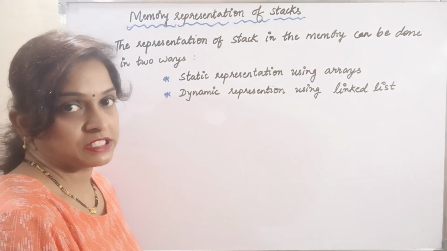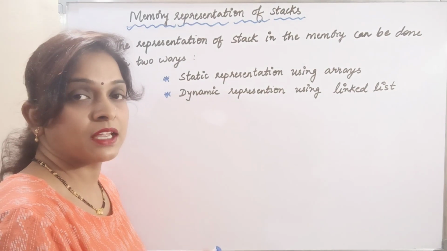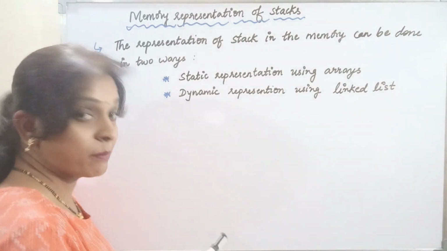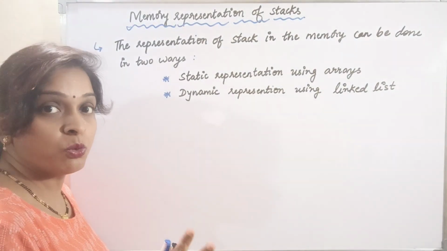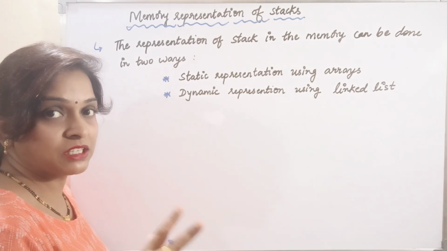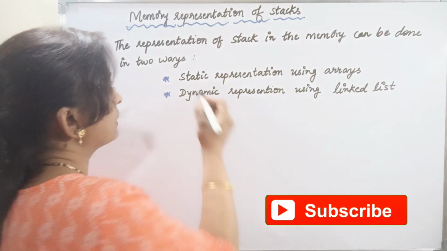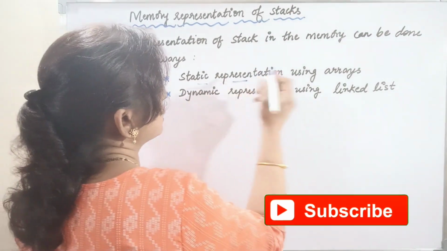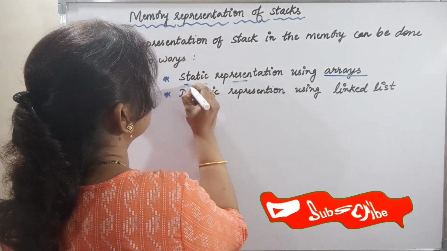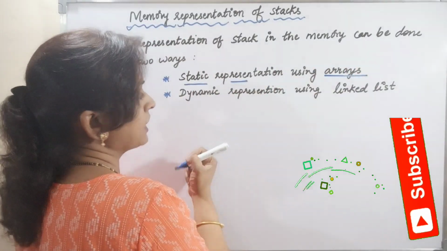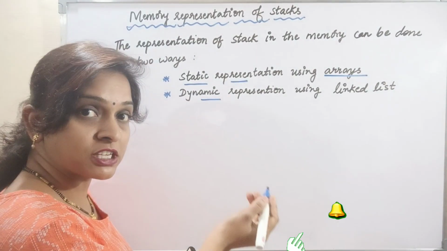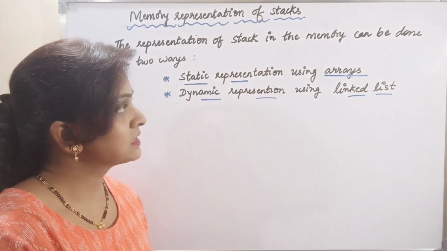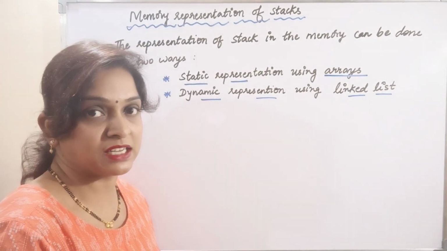Memory representation of stack. That is how we can represent the stack inside the computer's memory. The representation of stack in the memory can be done in two ways. One is the static representation. Static means fixed. Static representation using arrays. The other one is dynamic, which is not fixed. Dynamic representation using linked list. So let us understand these two methods in detail now.